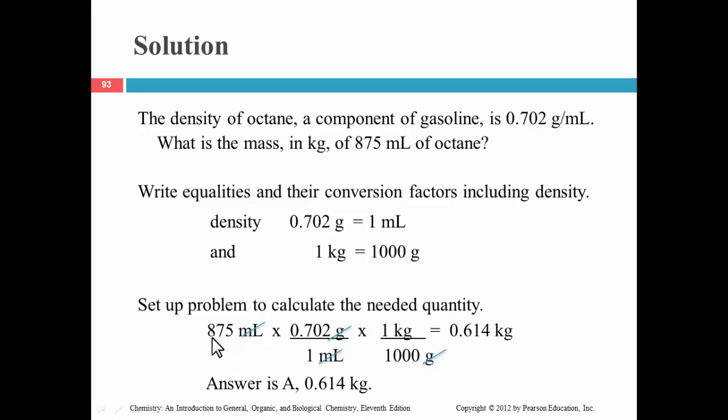Remember here that we have three significant figures in 875, three significant figures in 0.702, but here this is an exact definition because grams and kilograms are both within the metric system. And so this conversion factor will not affect the number of significant figures in the answer, which is going to be 3 because that's how many each of these other numbers has.